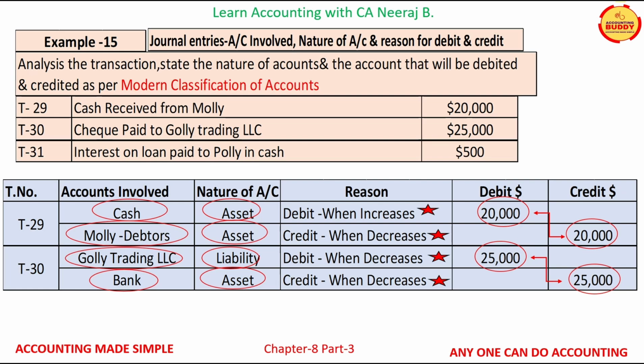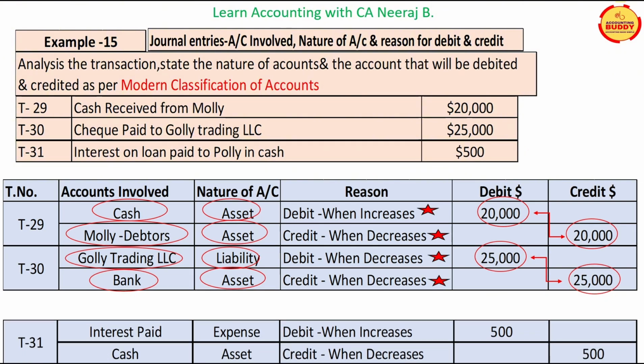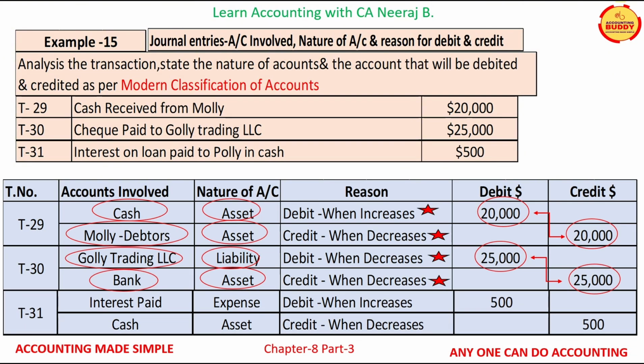Transaction T31 is interest on loan amounting to $500 paid to Molly in cash. The two accounts affected by this transaction are interest paid account and cash account under modern classification of accounts. Interest paid is an expense account. The rule for expense account is debited when expenses increase. Cash is an asset account and the rule for crediting asset account is credit assets when the asset value decreases. Therefore, this transaction is recorded for $500 by debiting interest paid account and crediting cash account.